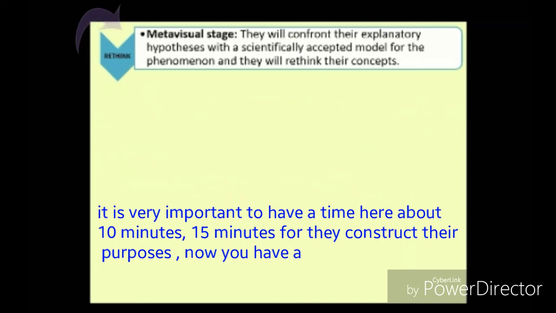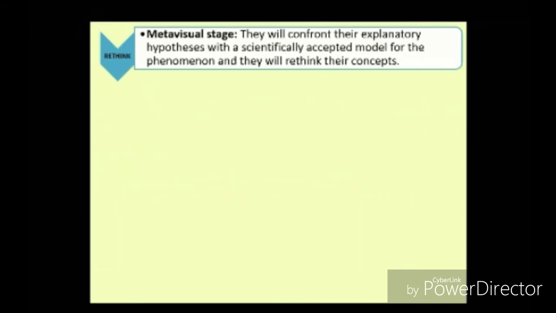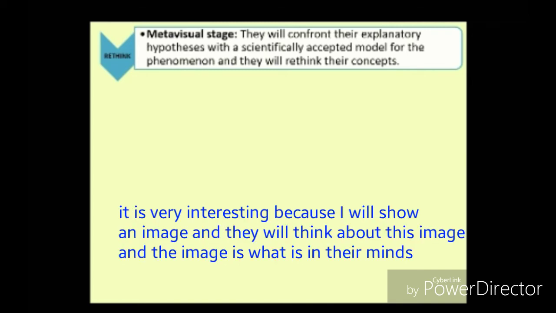Now we have the metavisual stage. They will confront their explanatory hypothesis with a scientifically accepted model for the phenomenon, and they will rethink their concepts. It's very interesting because I will show an image, and they will think about this image, and the image is in their minds.